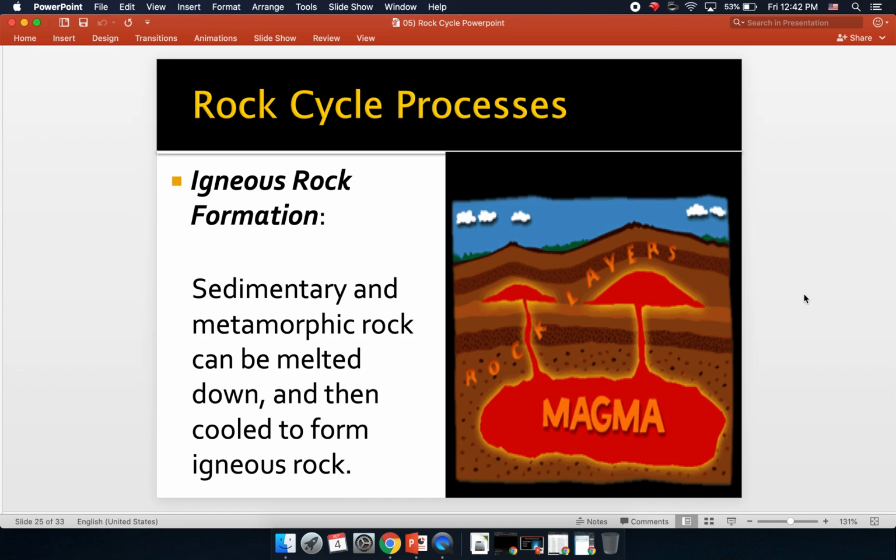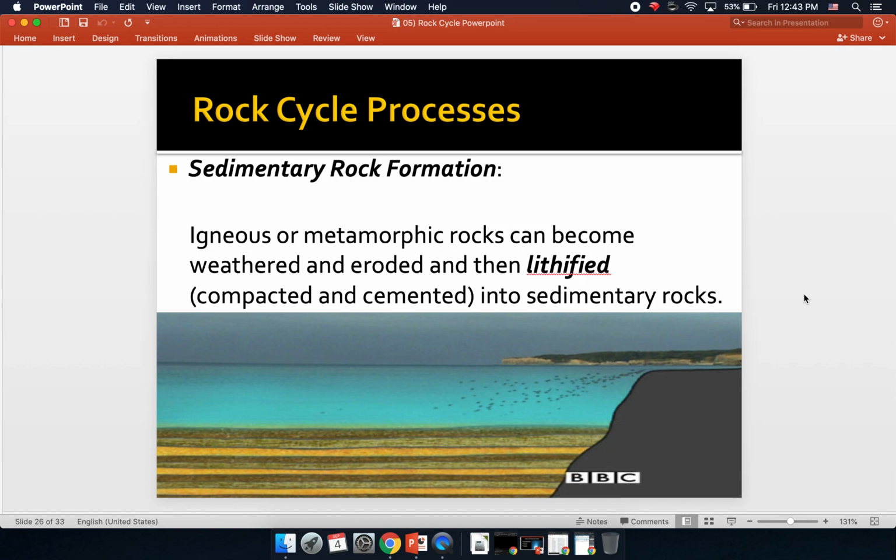All right, let's talk about the rock cycle processes, how these rock types form again, and how one rock type can become one of the other rock types. All right, igneous rock formation occurs when sedimentary or metamorphic rock is melted down, and then later that magma or lava cools to form igneous rock. All right, sedimentary rock can form when igneous or metamorphic rocks are weathered and eroded and then later lithified, which is a single word that can be used for compacted and cemented, into sedimentary rocks.